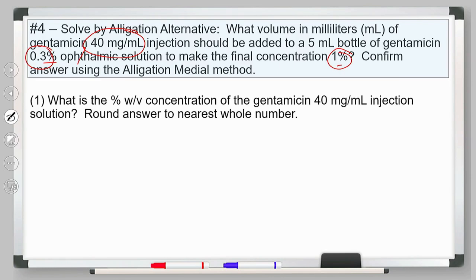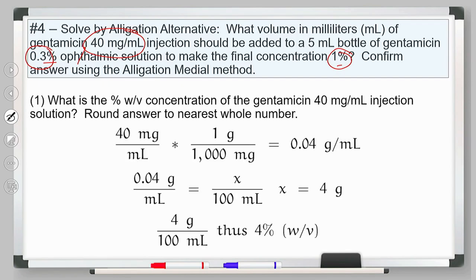So you need to go from 40 milligrams per milliliter to some number in grams per 100 milliliters. You've got to convert your grams and you've got to convert your volume to 100 milliliters. And that would be your numeric value as a percent weight per volume concentration. That's all we're doing here in step 1. So see if you can do that. Does everyone see my work for this first step?